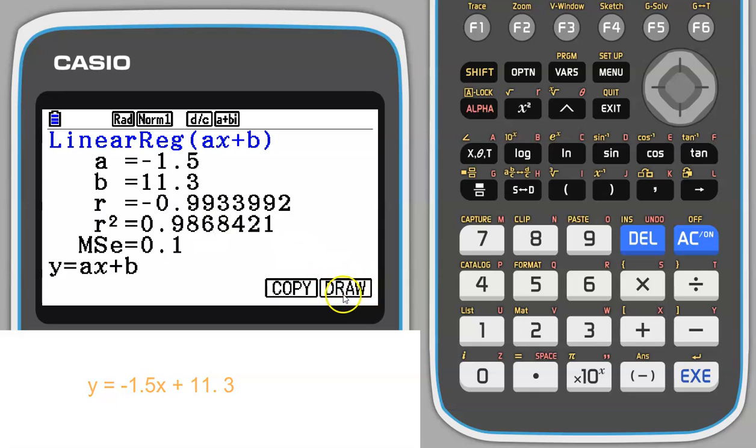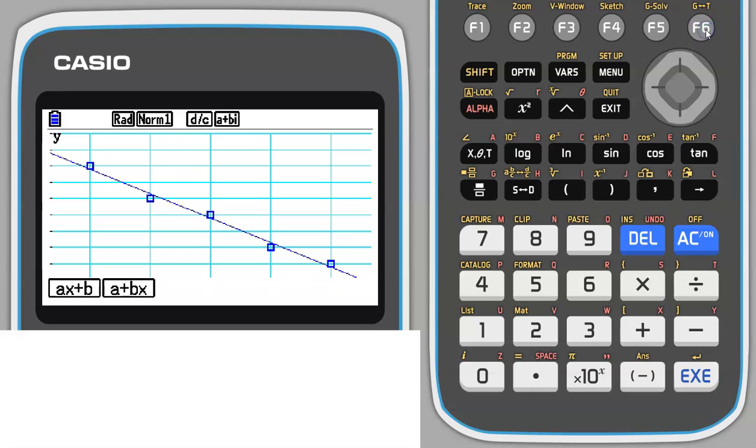What we can do here is draw this relationship by pressing F6. You can see the single straight line. You can see that the dots aren't exactly on the line, but they're all pretty close to it. And that's the process that we're going to use. What we can do with that information now is going to be in the next video.